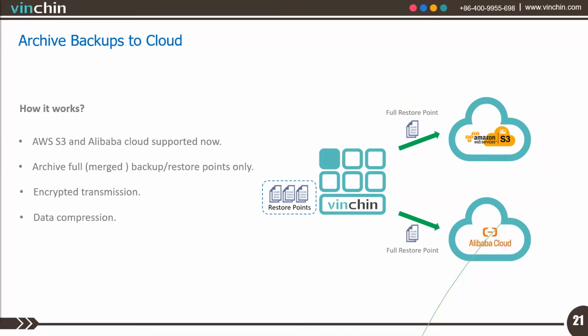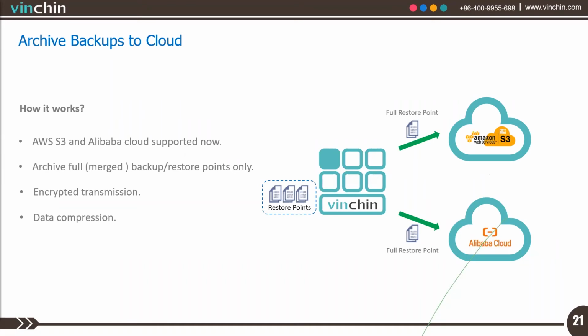Next feature, archive backups to cloud storages. Now we support archive backups to AWS S3 and Alibaba Cloud storages. Vinchin Backup and Recovery server will archive full restore points to the cloud storages. Even if you select to archive a differential or incremental backup point, it will merge with the last full restore point to form a new full restore point, and then be archived to the cloud storage.